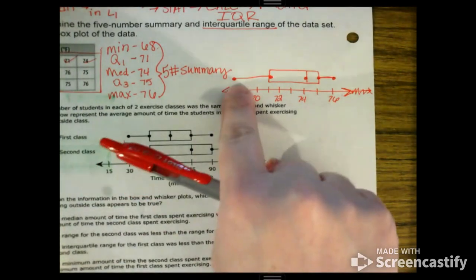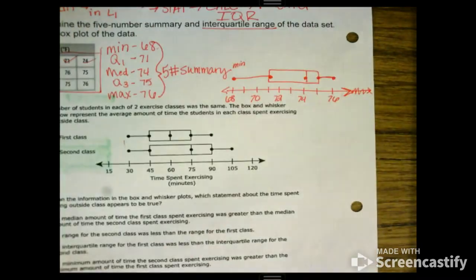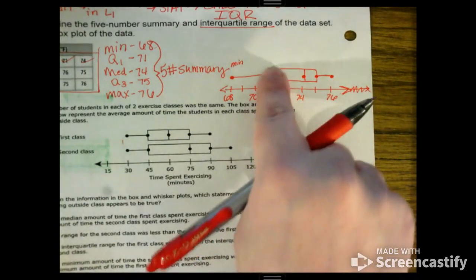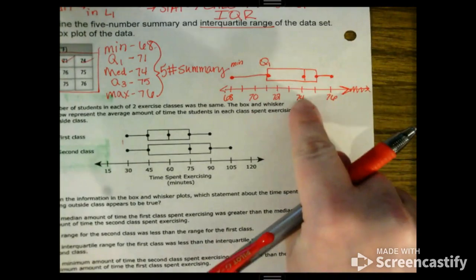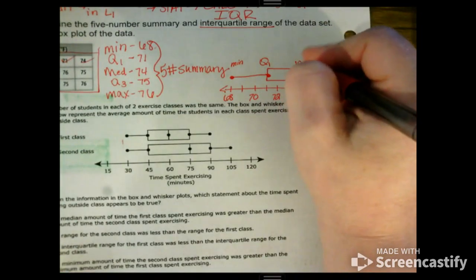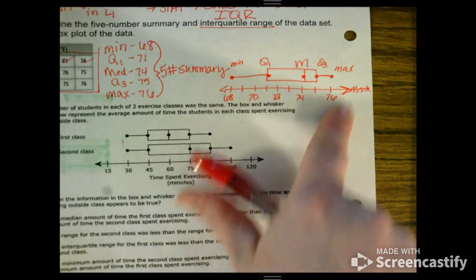Okay, so what was 68 representing over here? That's my minimum number. This is one answer. I'm just kind of explaining it a little bit more. So this one, 71, that was my quartile 1, so that was my Q1. 74 was my median. This is my Q3, and this is my max. So this plot, this picture represented this set of numbers.